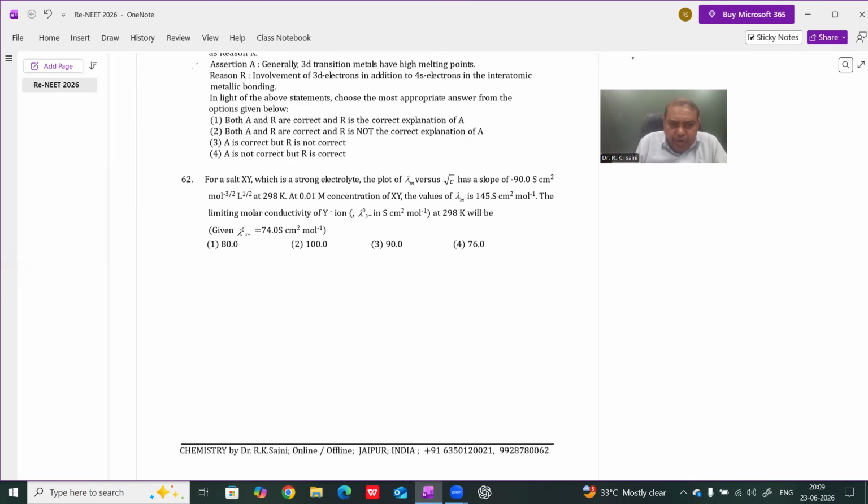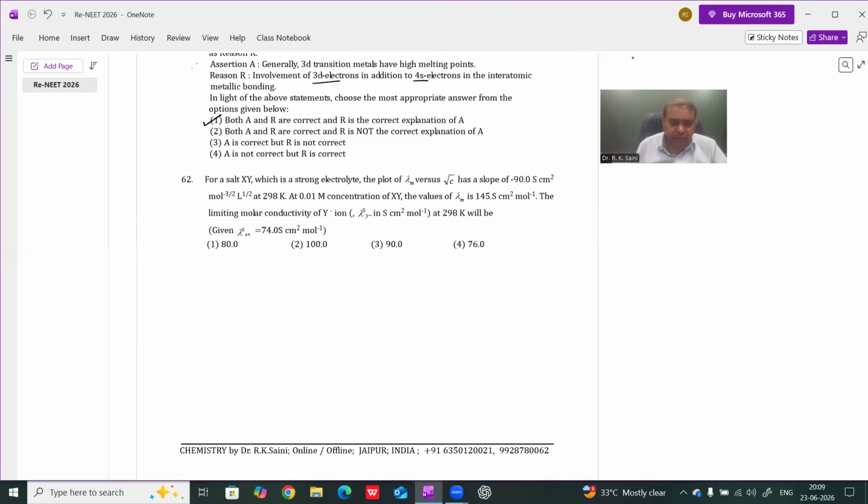The reason: involvement of 3D electron in addition to 4s. Yes, because ns as well as n-1d electrons take part in bonding, because their energy difference is very less, or we can say due to comparable energy. Unpaired electrons of n-1d also take part in bonding, and hence they are very hard, with high melting point, boiling point, and generally high atomization enthalpy. Therefore, reason is correct and assertion is correct.